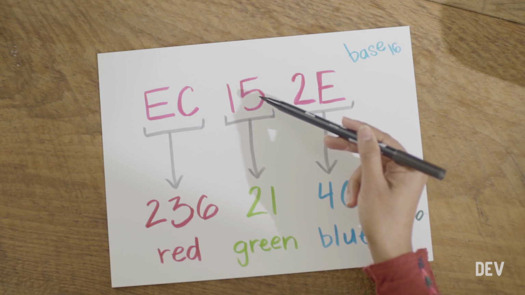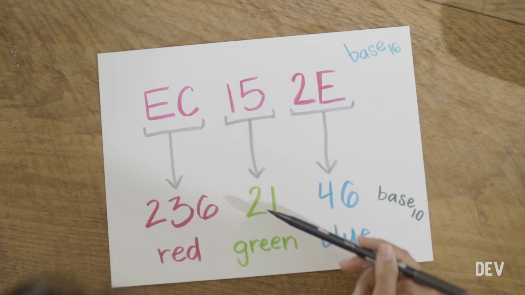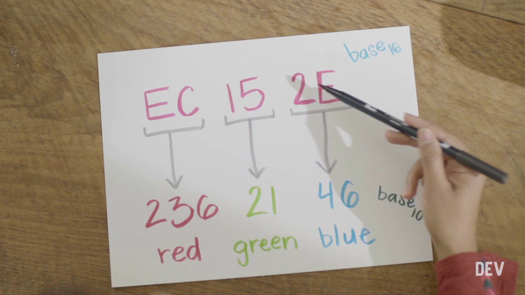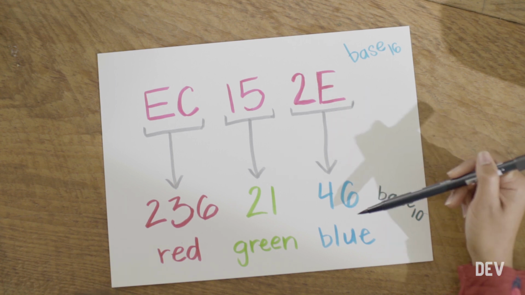The number 15 in hex, when converted into base 10, is actually 21. And the number 2E, when converted into base 10, is the number 46. So these 3 pairs of hexadecimal digits are actually the hex representation of how much red, green, and blue to add, which is pretty cool, especially because it might not be obvious at first glance, but they're really doing the same thing and representing the same color.